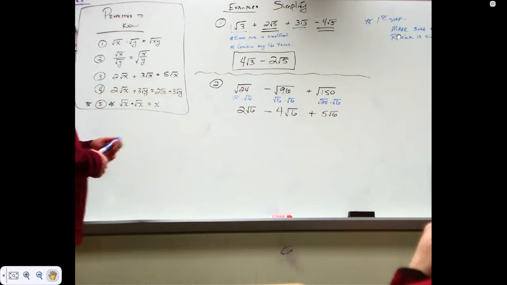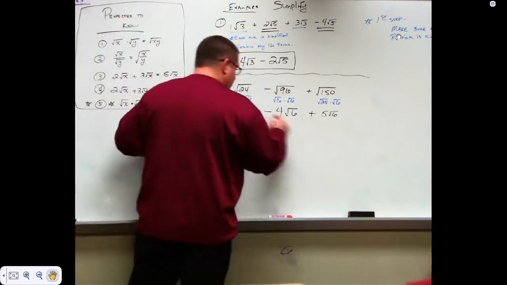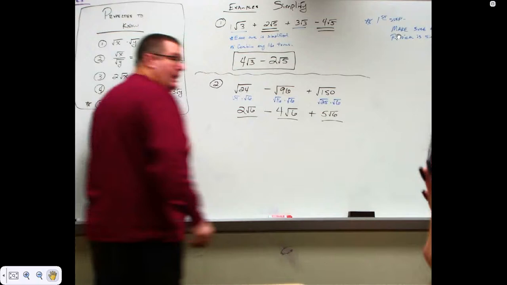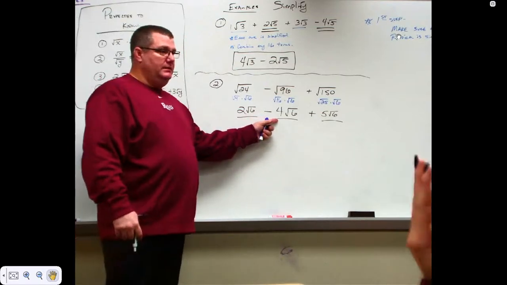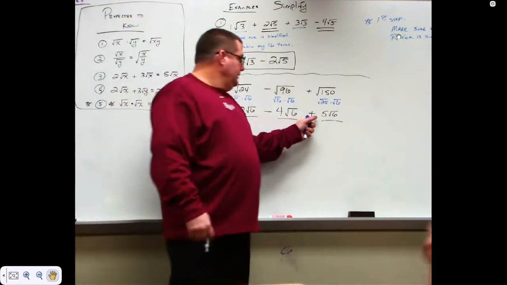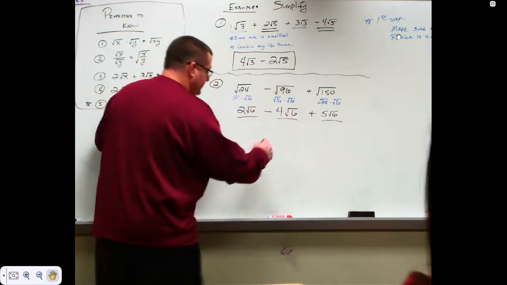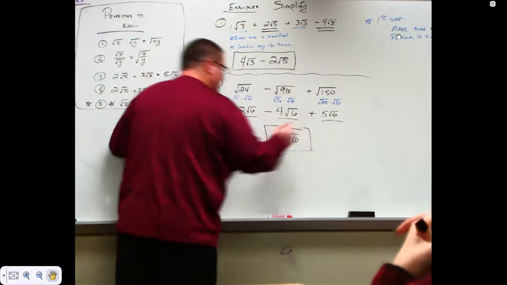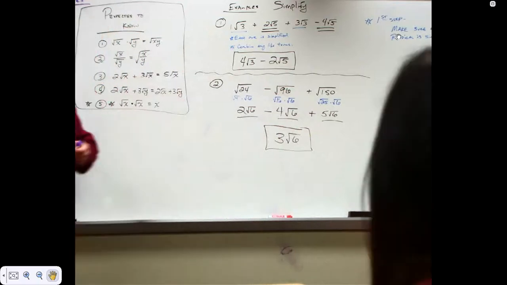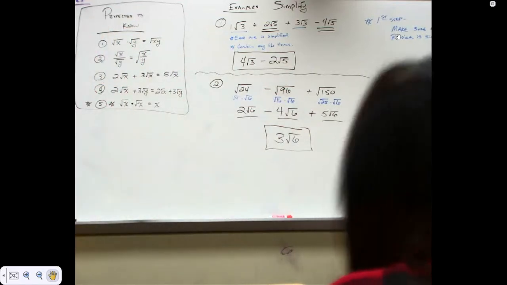Now, when I combine all of these, are all of these like terms? They're all radical 6 terms, aren't they? So I have 2 minus 4, what is that? Negative 2. Plus 5 would be what? So all of that simplified to that right there. Make sure we have that written down.